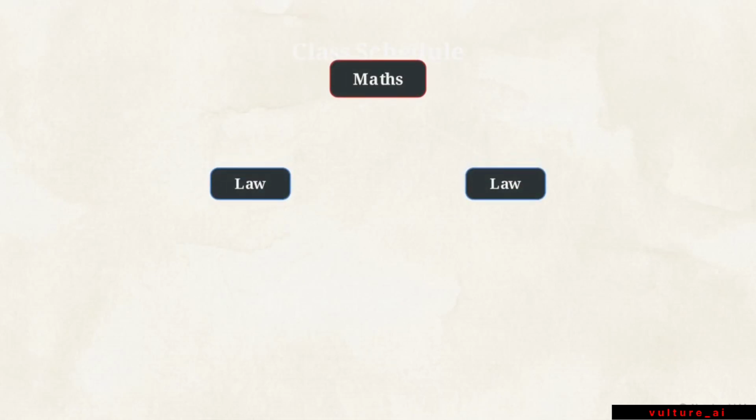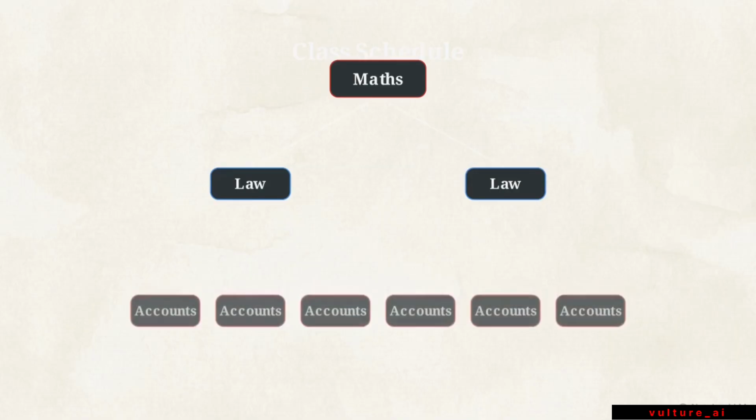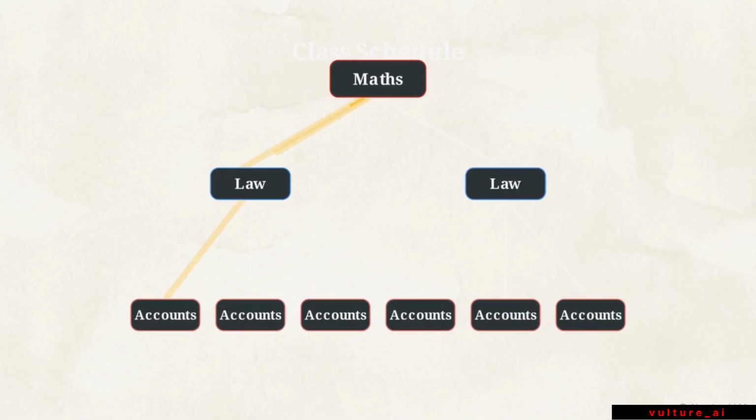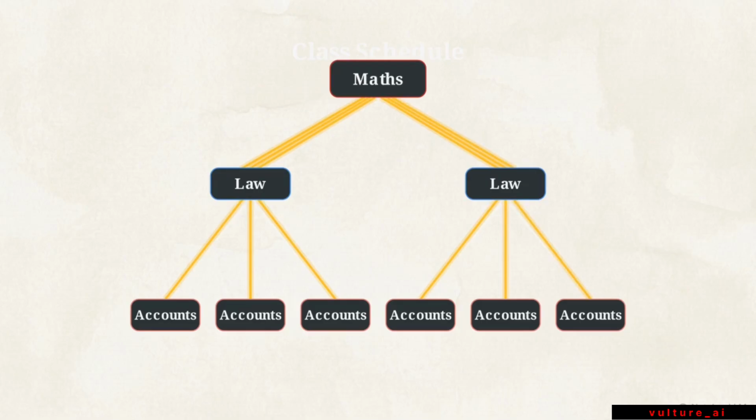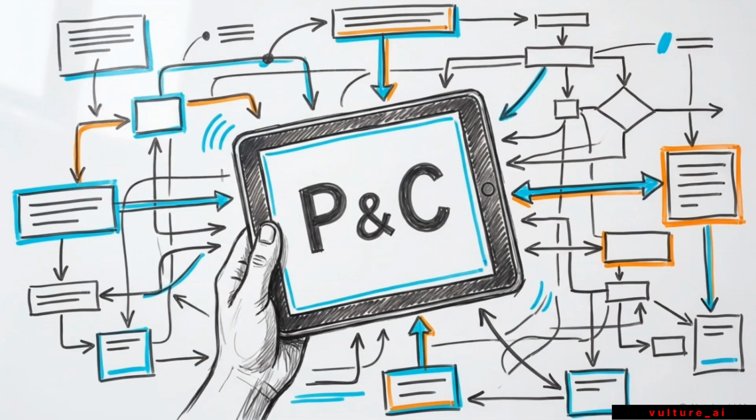Imagine you are finalizing your class schedule. You have to pick one teacher for maths, you have a choice of two for law, and three for accounts. Trying to map out every possible schedule by hand quickly becomes a tangled mess. Permutations and combinations serve as the mathematical shortcuts that allow us to calculate these totals without drawing a single line.